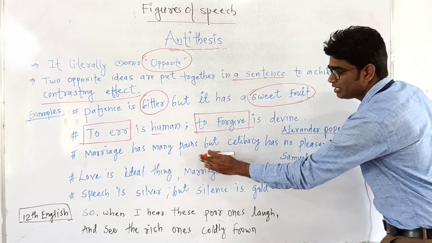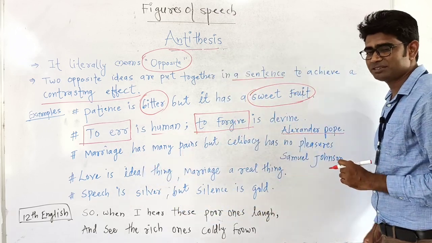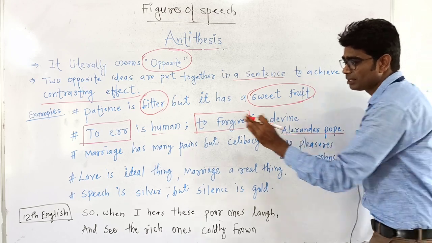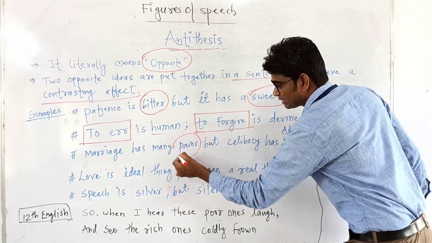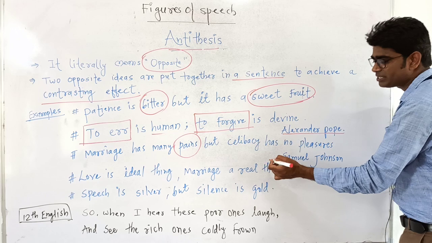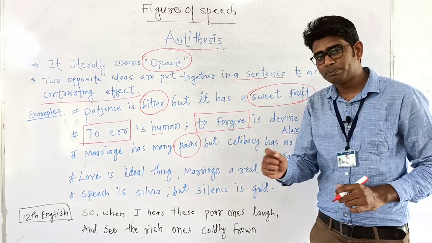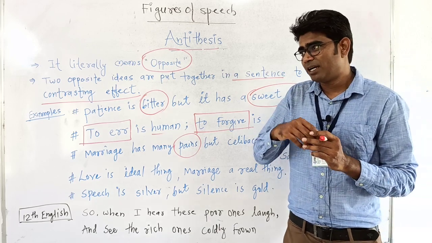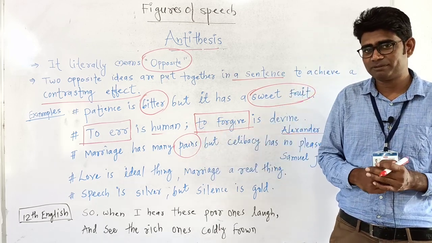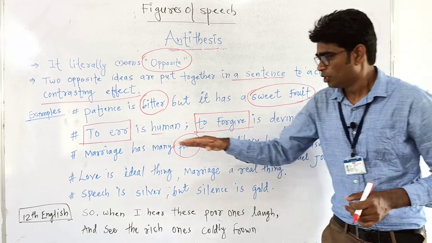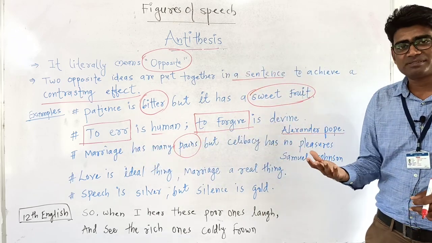Marriage has many pains. Marriage is quite a beautiful thing. Marriage has many pains, but celibacy has no pleasures. Celibacy is when a person is unmarried throughout his life. We call it brahmachari. I think it's Hindi or Marathi. We call it brahmachari. So marriage has many pains.